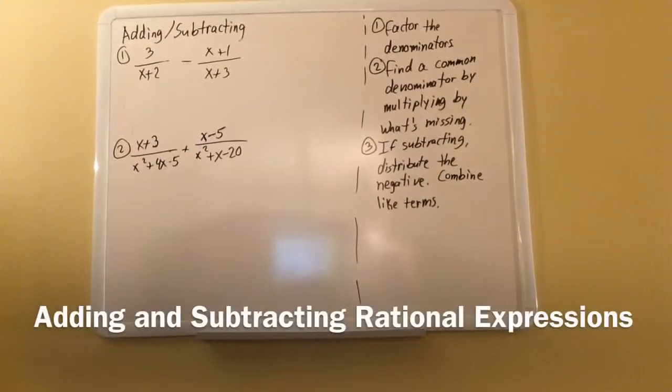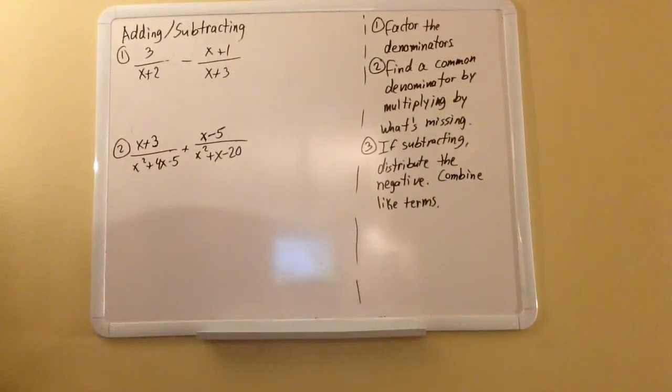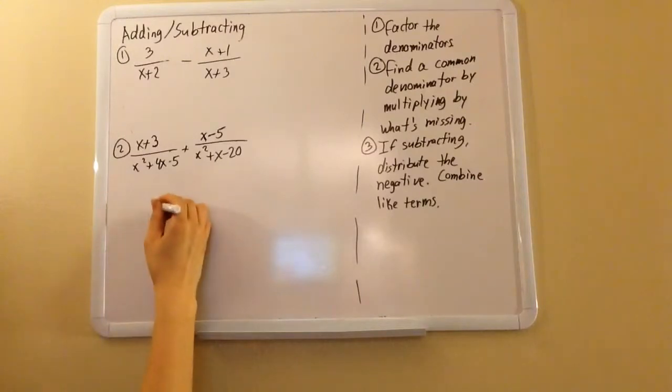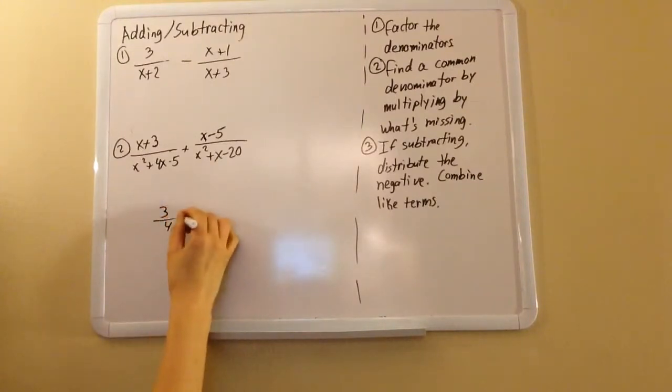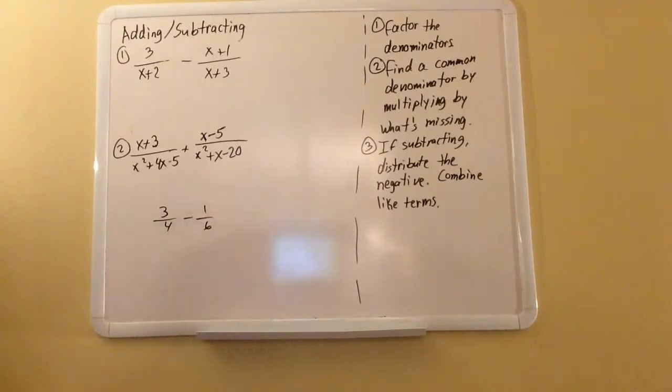Hi, I'm Ms. Matsuoka, and I'm going to teach you about how to add and subtract rational expressions. To do that, first we have to understand what these rational expressions are. All they are is just fractions, so it's like adding and subtracting fractions. It's kind of like this, 3/4 minus 1/6. To do this, you need a common denominator.